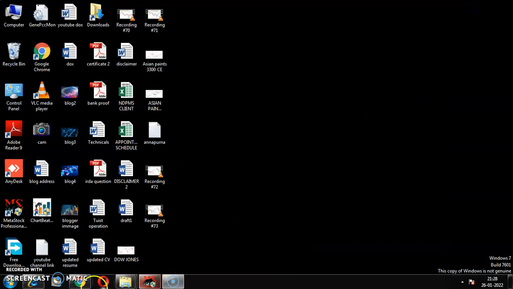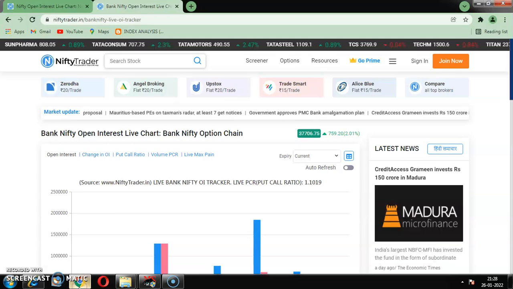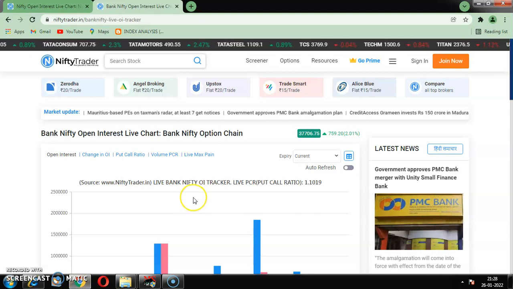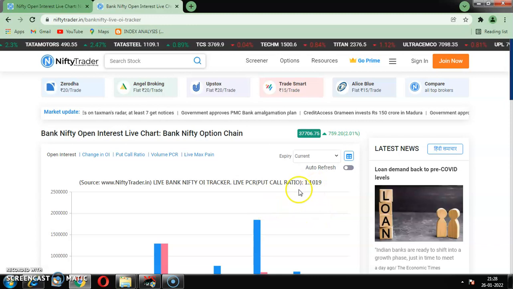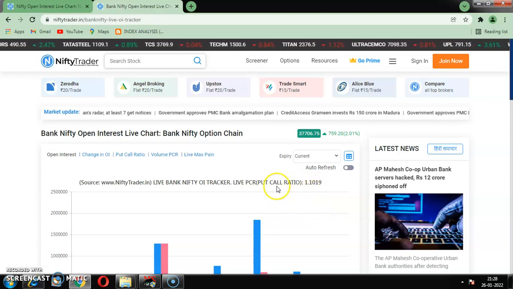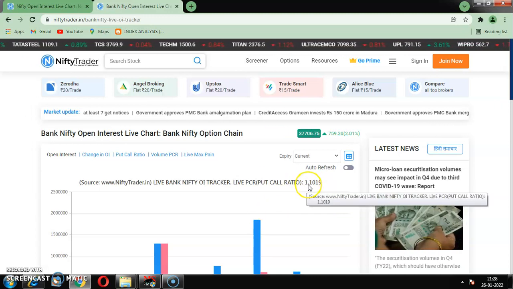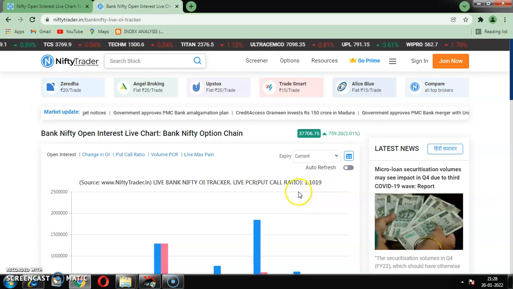Let me go to the option chart. The option chart generally gives us a lot of information about Bank Nifty. Let us see the option chart. So this is the option chart of Bank Nifty. You see the put call ratio. The put call ratio is 1.1019. It means more than one.